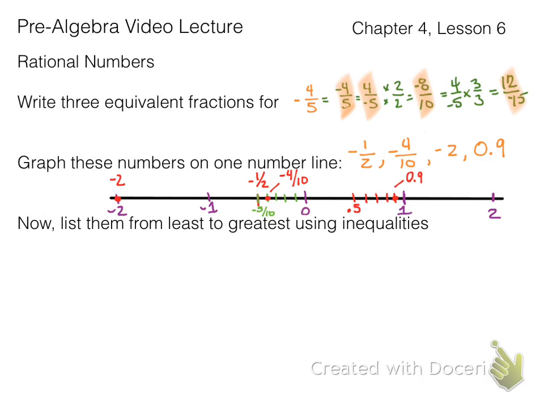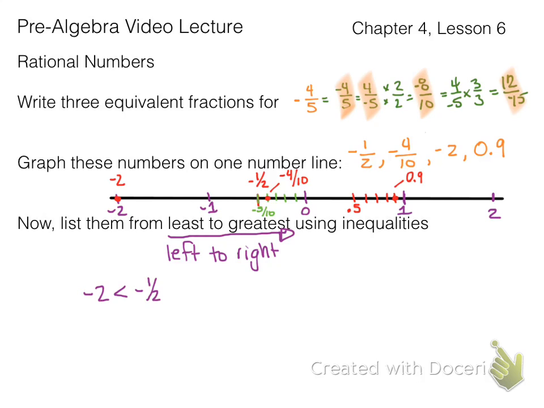And then positive 0.9. Well, the halfway point between 0 and 1 is 0.5, right? Decimals, 0.5 means half. So if I break the distance up between 0.5 and 1 into 5 parts, because there are 5 parts on the other side between 0 and 0.5, the last one before 1 is going to be 0.9. So there you go. Now let's go ahead and list these from least to greatest using inequalities. Least to greatest means that we're going to look at the number line and go from left to right.